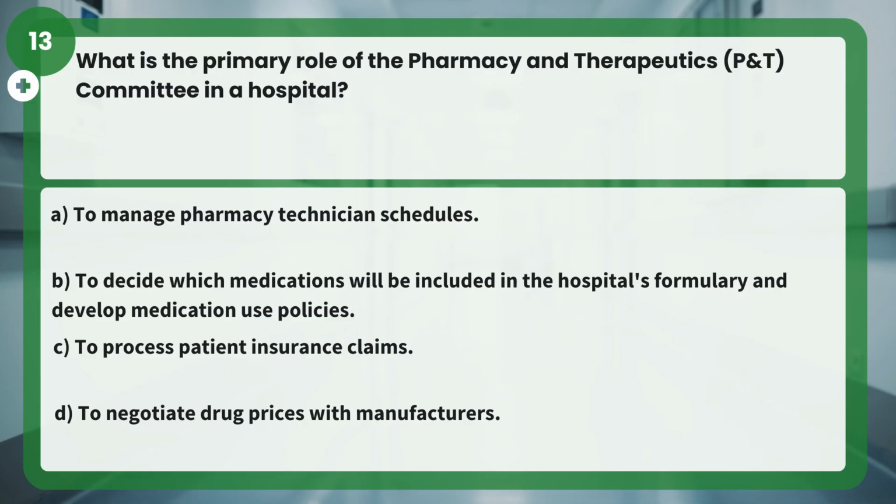Question 13. What is the primary role of the Pharmacy and Therapeutics (P&T) Committee in a hospital? A. To manage pharmacy technician schedules. B. To decide which medications will be included in the hospital's formulary and develop medication use policies. C. To process patient insurance claims. D. To negotiate drug prices with manufacturers.